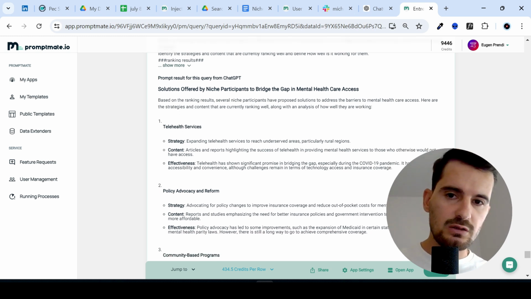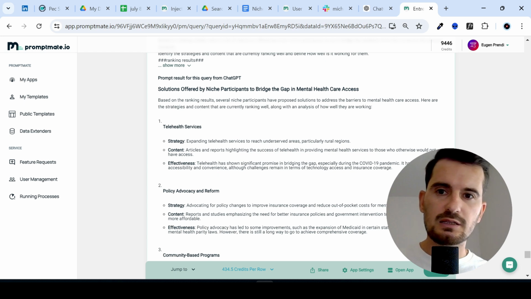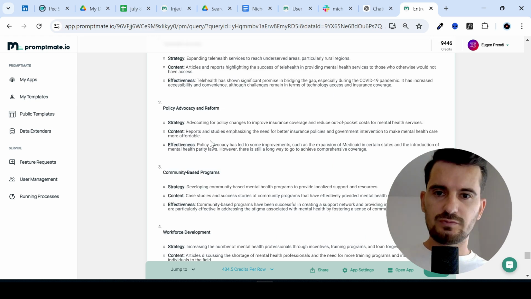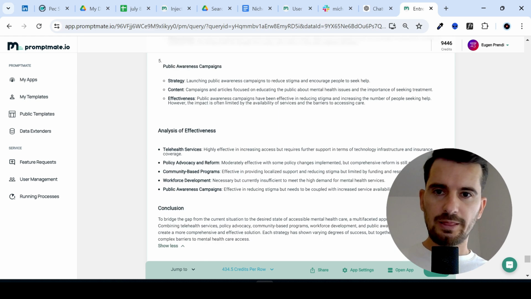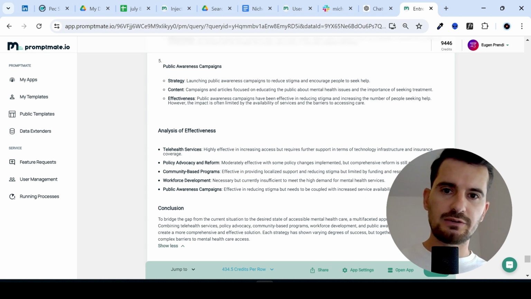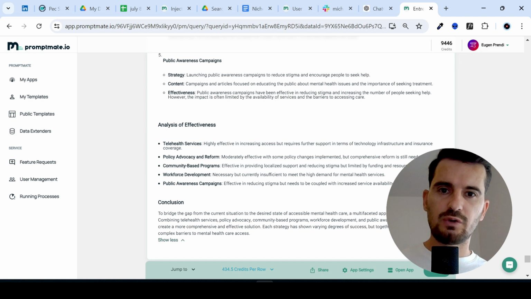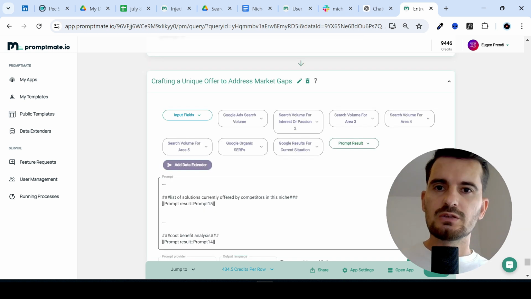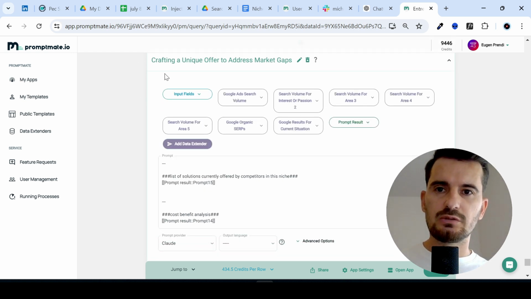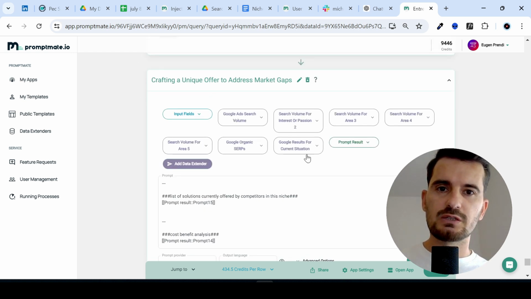And as we also noticed a little earlier, it says telehealth services, expanding telehealth services to reach underserved areas, content, articles, and reports, right? There are a bunch of aspects to this. And in the analysis of effectiveness, it says just this: telehealth services are highly effective, policy advocacy and reform is moderately effective, community-based programs are effective in providing localized support. So now it's time to create your unique offer to address the market gaps, right?